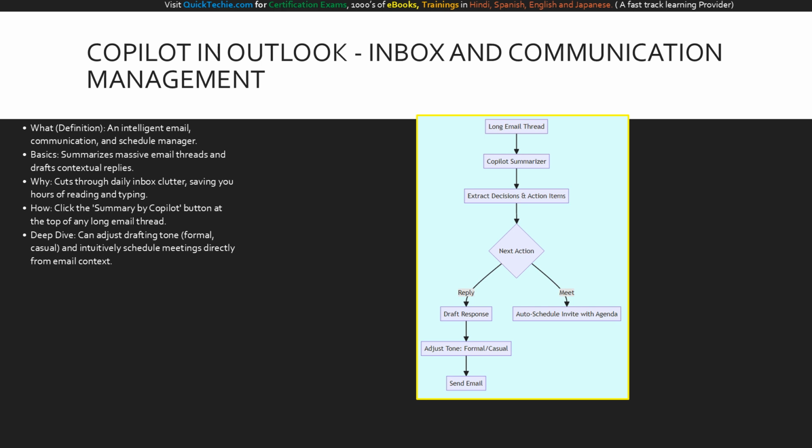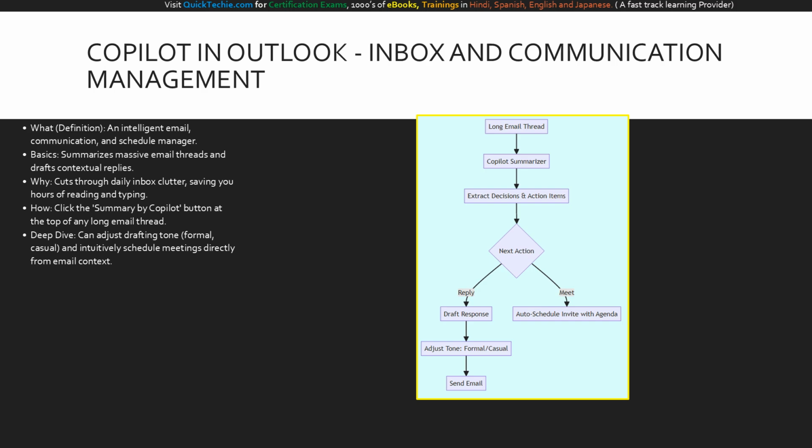Let's follow the email management lifecycle in this diagram. At the top, you start with a long email thread. Instead of reading 15 separate messages, you pass it through the Copilot Summarizer node, which smartly drops down to extract decisions and action items. Armed with that knowledge, you hit a decision point, next action.